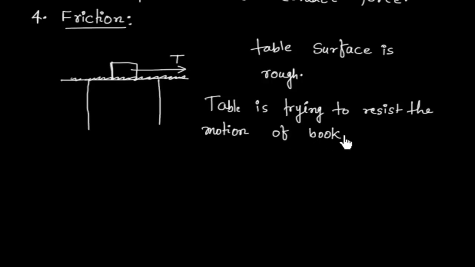So the table is trying to resist the motion of the book. This means there is a force acting in the backward direction. Only if there is a force in the backward direction will this motion retard. And this is very true.